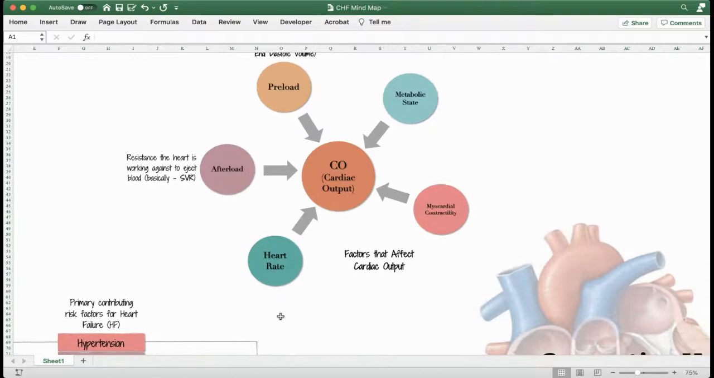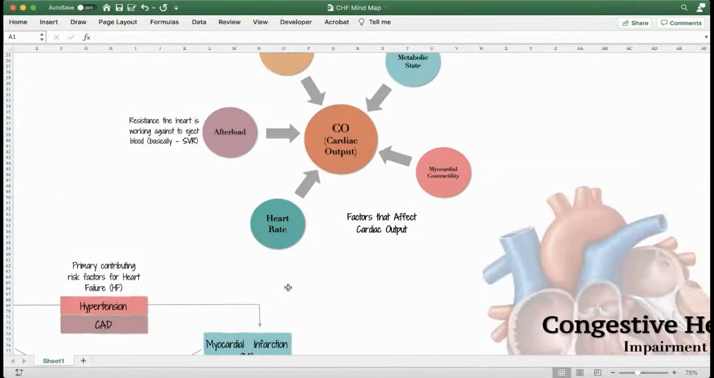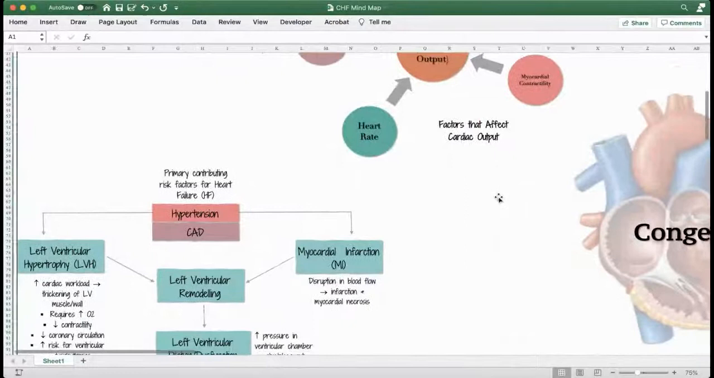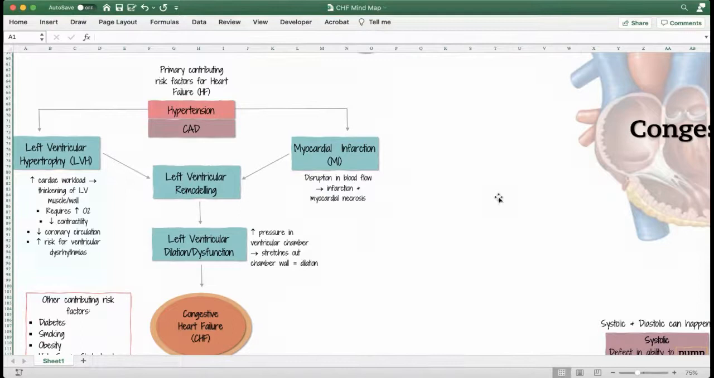Because the faster your heart is beating, hopefully the more blood it's able to pump out, right? Myocardial contractility is super important. If your heart isn't able to contract fully, or even just as strongly as it's supposed to, you won't have as high of a cardiac output. Pretty basic, right? So before we go into systolic and diastolic heart failure, and we'll separate those out for you guys because I know it's confusing, let's just talk about the two major contributors to heart failure.